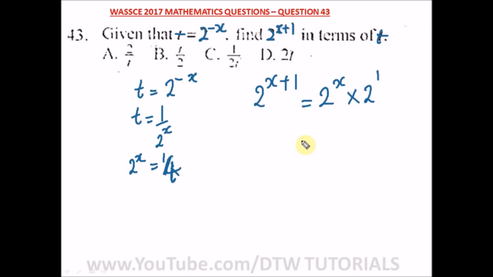Indices, remember your indices. So from here we can put in the value of 2 to the x as 1 over t. So here we have 1 over t times 2, and this will give us 2 over t, and our right option here is option A, which is 2 over t.